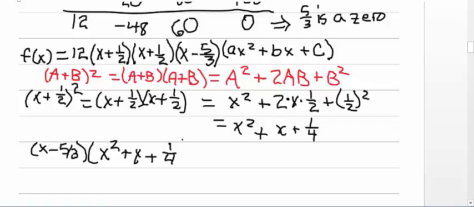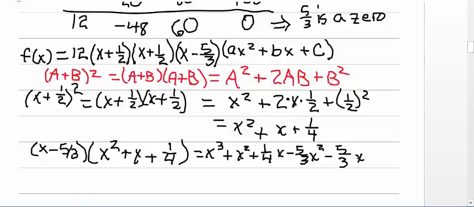So x minus 5/3 is going to get multiplied by my x squared plus x plus 1/4. So when I multiply x times x squared plus x plus 1/4, I get x cubed plus x squared plus 1/4 x. When I multiply negative 5/3 times that second polynomial, I get negative 5/3 x squared minus 5/3 x minus 5/12. So I need to combine my like terms.